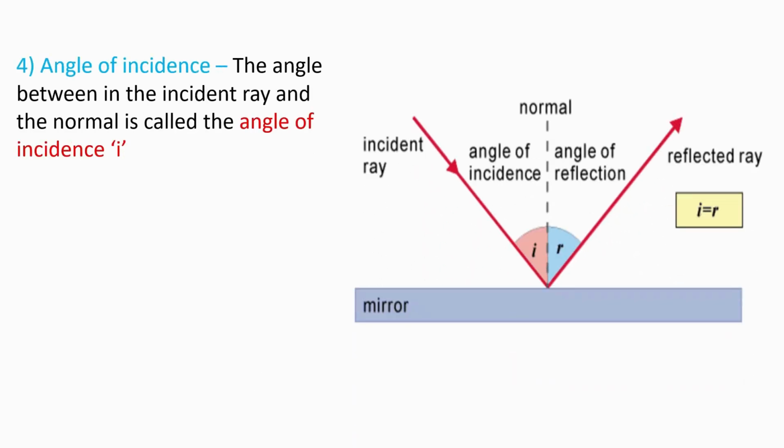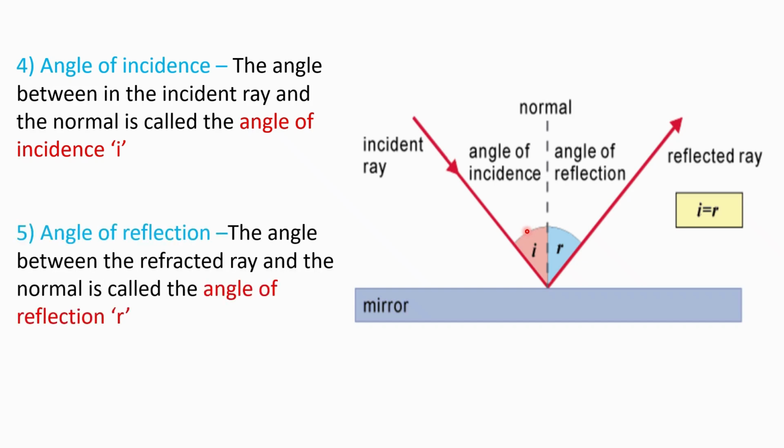Next, let's learn about the angle of incidence. Angle of incidence is nothing but the angle which is formed between the incident ray and the normal. This angle is called the angle of incidence. So if the angle of incidence is the angle between the normal and the incident ray, the angle of reflection is the angle between the normal and the reflected ray.